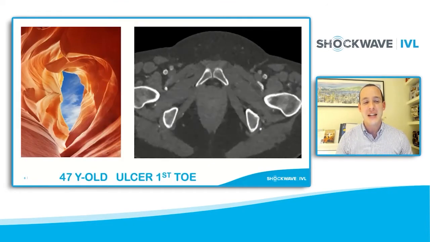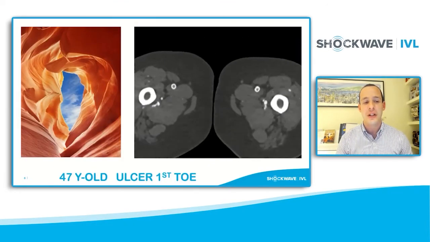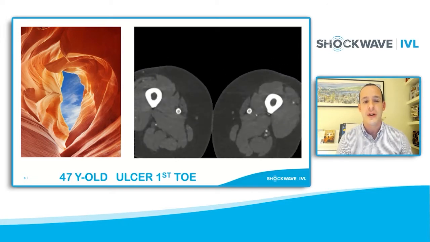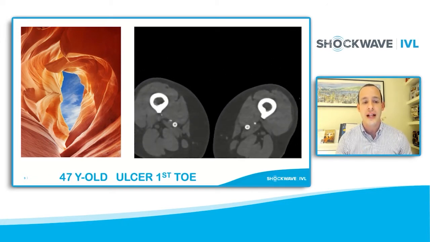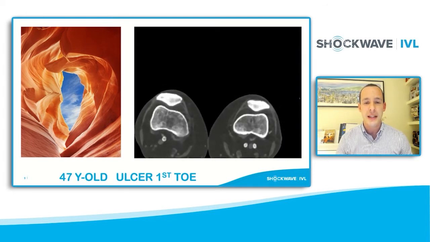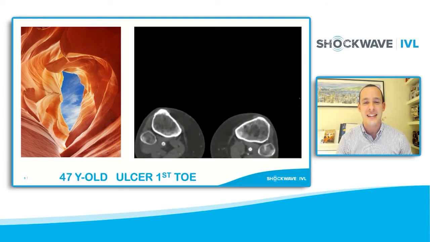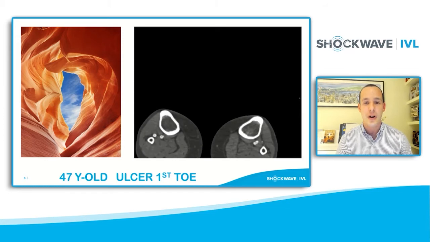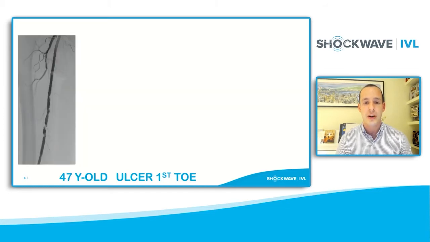Let's start from this case, a 47-year-old with an ulcer of the first toe. You can see how the scan is showing a tube of calcium going down in the right leg, and there is also a blinking of the eye in this kind of scan. You can see how hard the calcium is and how stenotic some tracts look. And this is the angiogram.